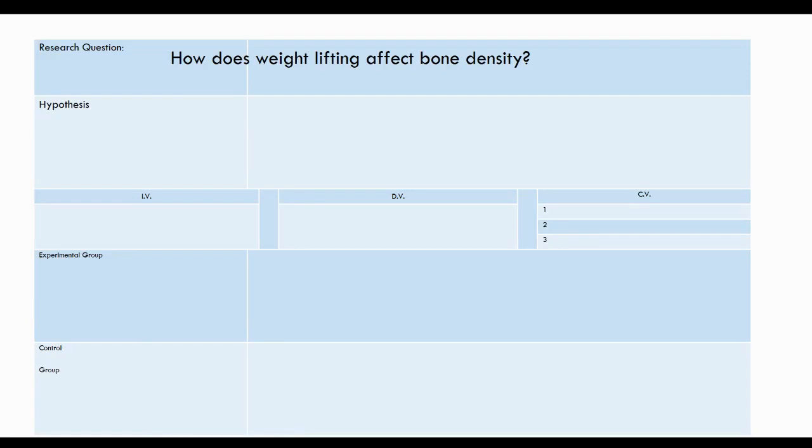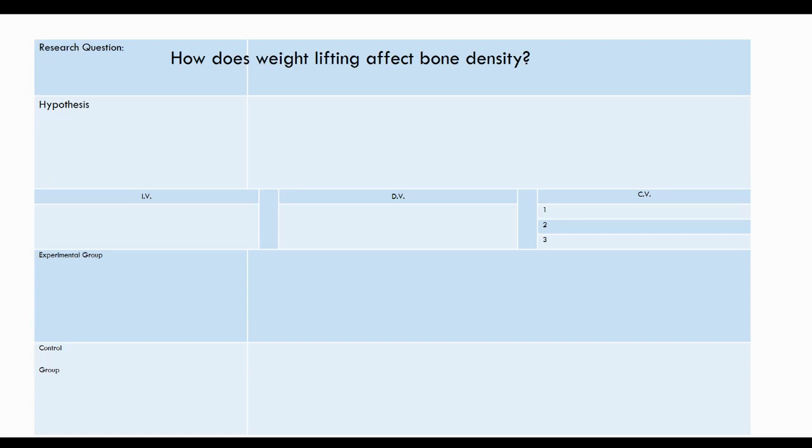Okay, now it's time for some practice in writing hypotheses, finding the independent and dependent variables and control variables and all of that jazz. So our research question is, how does weightlifting affect bone density? We can write a hypothesis a few different ways. We can say if people lift weights, then their bone density will increase. We can say if people lift weights, then their bone density will decrease. So whatever you think will happen, that is what your hypothesis is going to be.